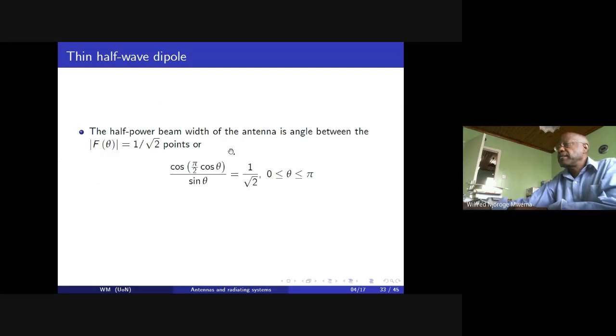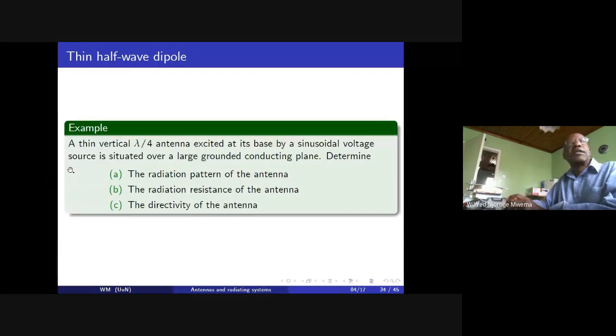So the half-power beam width of the antenna is defined as the angle between the points where the magnitude of the E-plane pattern function or the array pattern drops to 1 by root 2 of the maximum value. And since we saw that the F theta is given by the cosine of pi by 2 cos theta by sine theta, we will equate that to 1 by root 2 between 0 and pi. Then we can see that a numerical or graphical solution will show this to be a value of about 78 degrees.